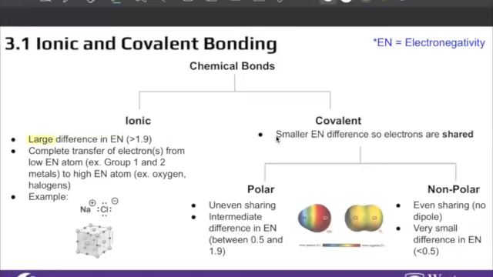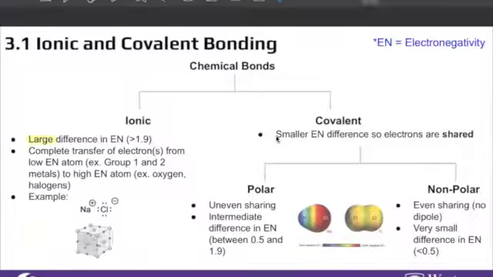It might also be helpful to know some examples of those types of atoms. Our low electronegativity atoms are typically your metals in group 1 and 2, on the left side of the periodic table. And your high electronegativity atoms are things like oxygen or your halogens, so chlorine, fluorine, things on the right side of the periodic table.